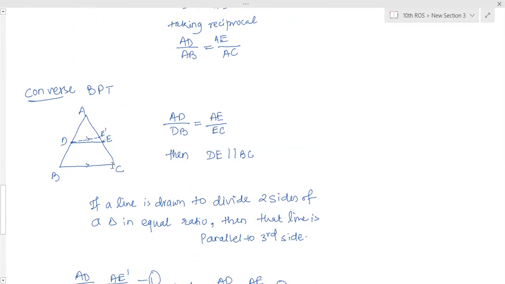So E dash C distance and EC distance are equal. This means both the distances are equal, so E dash and E are coinciding. They are present at one position, not different positions. So DE dash we have taken parallel to BC, and now E dash and E are not different. Therefore DE is parallel to BC.